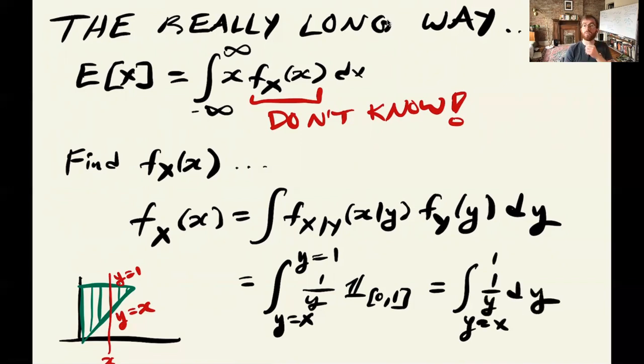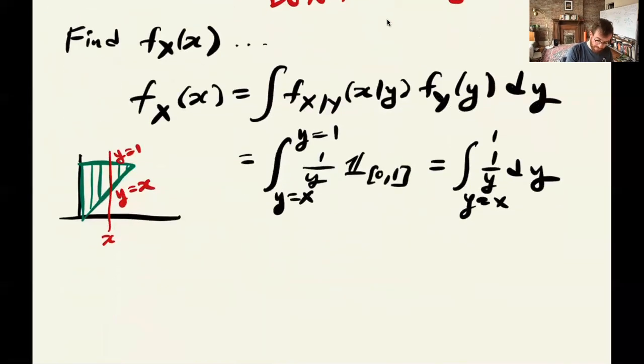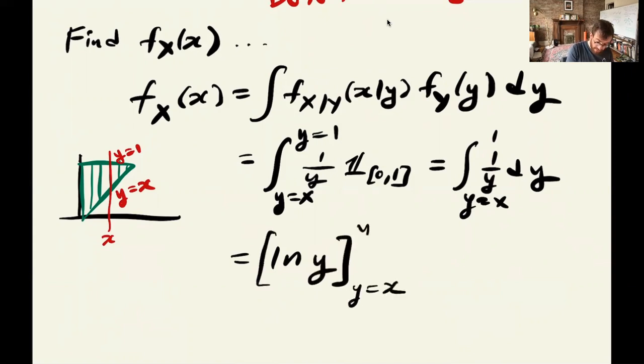Now, how do you integrate, or what is the antiderivative of 1 over y? Think for a little bit. Hopefully you'll remember that this is the natural log of y. And now I need to evaluate this at my endpoints, y equals x and y equals 1. Natural log of 1 is 0. And then I need to subtract natural log of y evaluated at x. So I end up getting negative natural log of x.